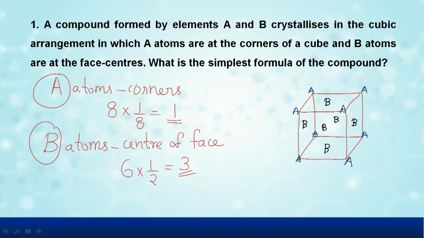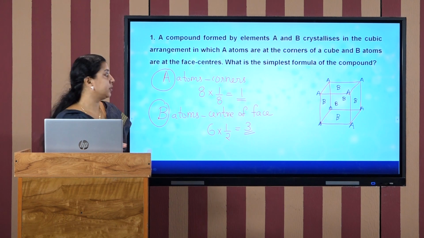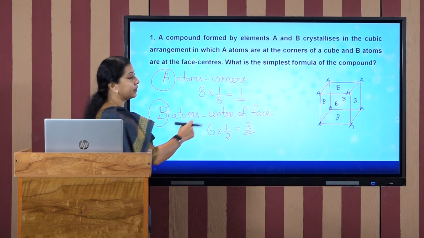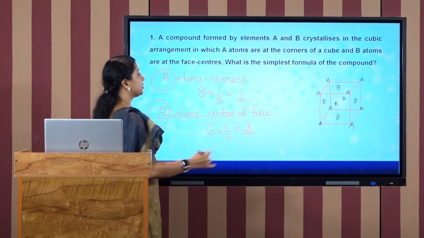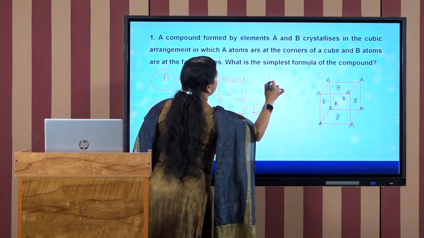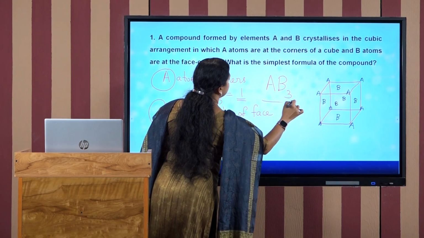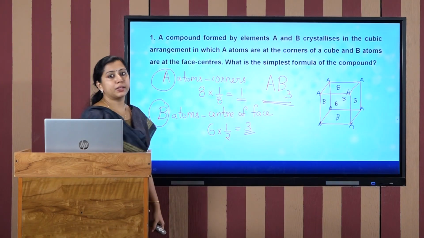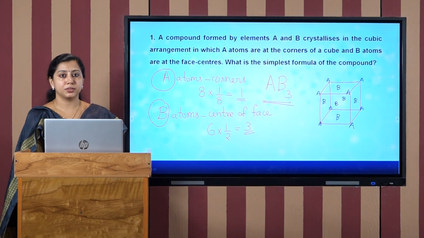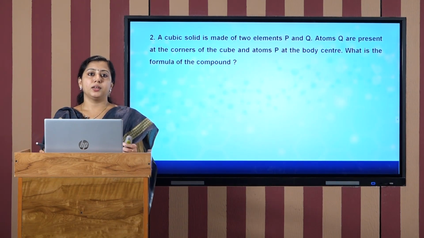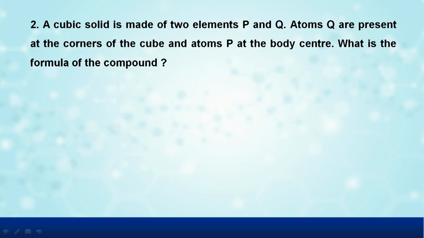So, in the question it is asked what is the simplest formula of the compound. So, for one A atom there are 3 B atoms. So, the formula of the compound will be AB3. This will be the simplest formula of the compound. Now, we will move on to the next question.